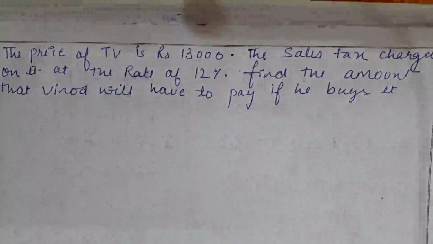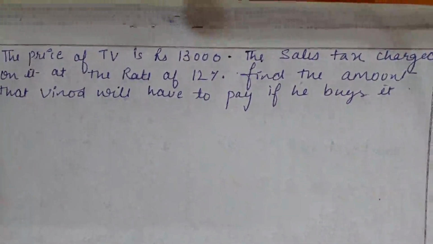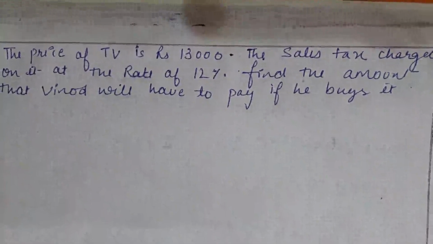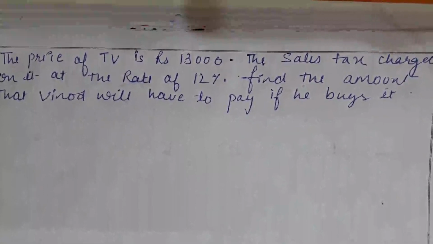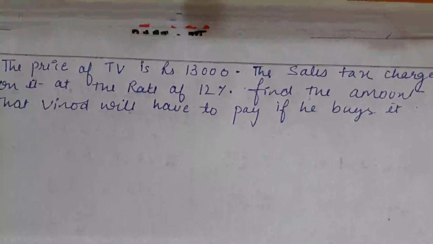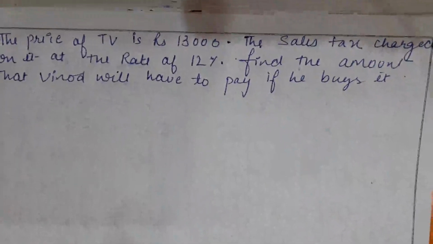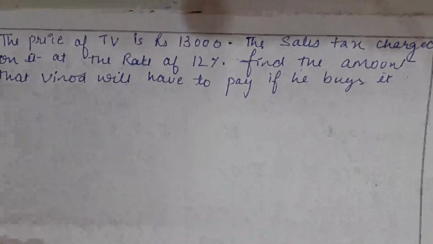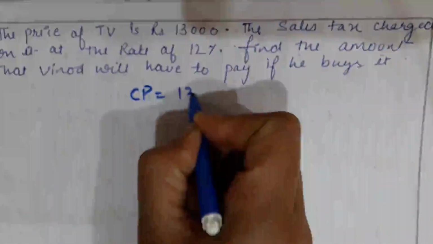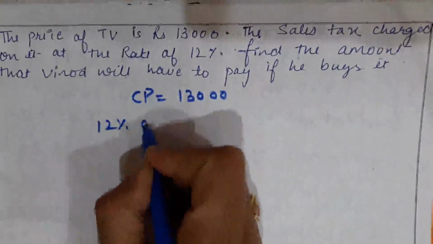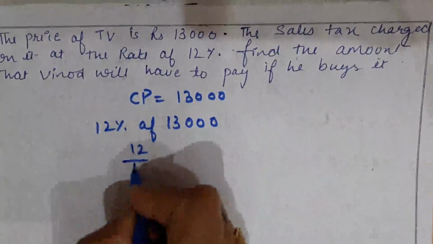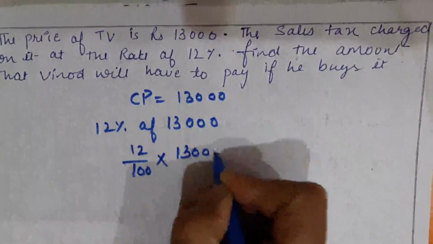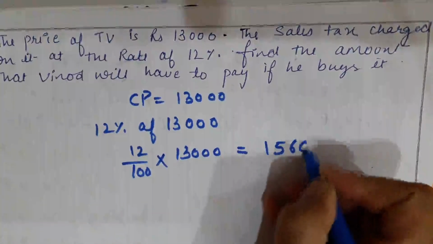Okay, the next question is: the price of a TV is 13,000. The sales tax charged on it is at the rate of 12%. Find the amount that Vinod will have to pay. I told you before also, whenever sales tax or GST comes, you have to add that. So the cost price is 13,000 and you are facing 12% tax on that. So 12% of this particular amount is 1560 rupees.